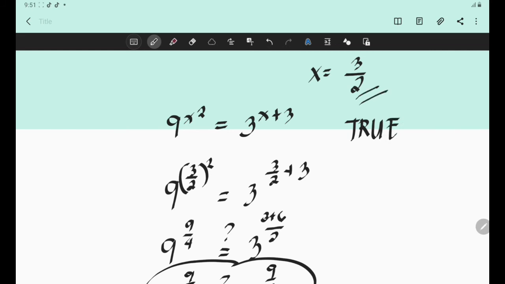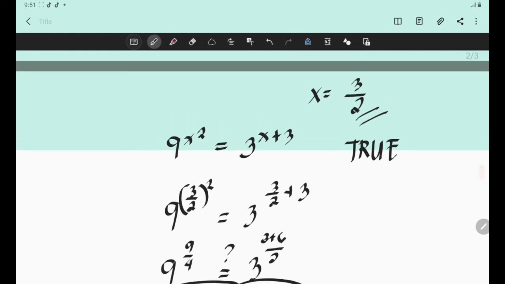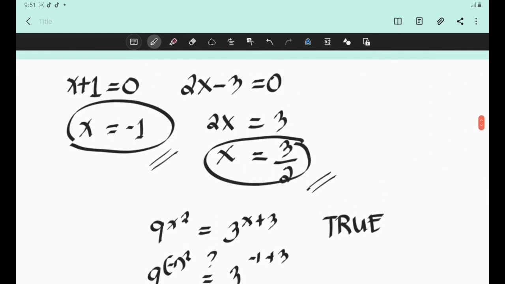So, ibig sabihin, dalawa yung value ng x natin. Isang 3 halves at isang negative 1. Proceed with solving exponential inequality.